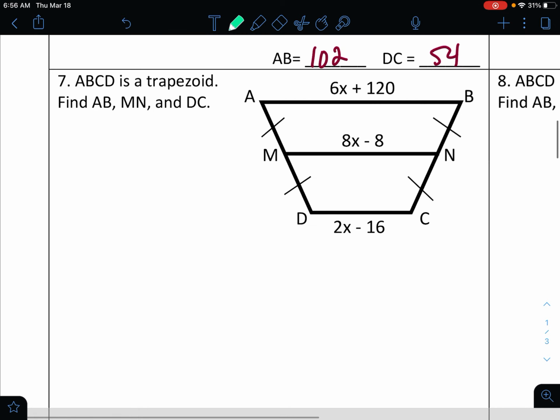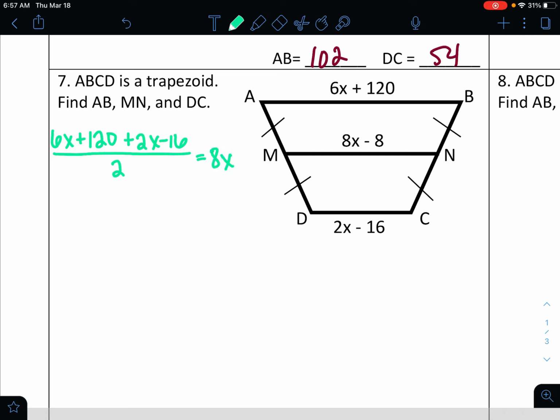All right, for number 7, the setup is the same. Add the 2 bases. So we have 6x plus 120 plus 2x minus 16, divided by 2, equals the mid segment, which is 8x minus 8. Okay, so you can use nsolve to solve this.